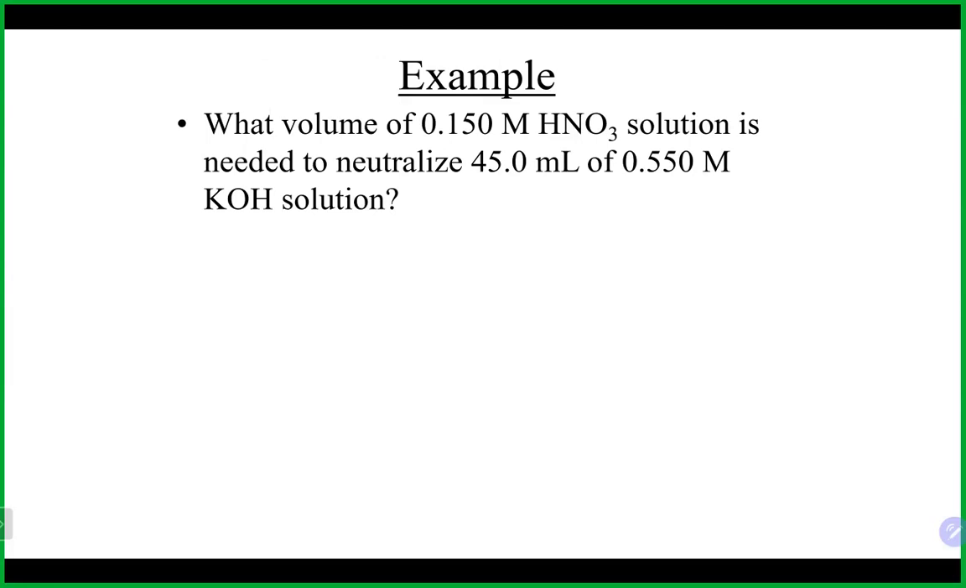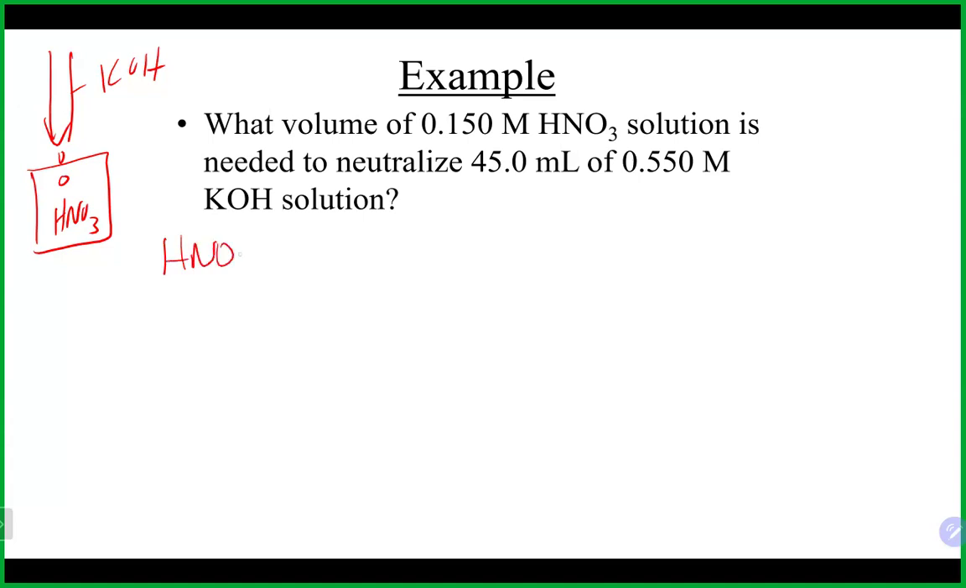What is the volume of 0.15 molar nitric acid that is needed to neutralize 45 milliliters of 0.55 molar potassium hydroxide? So this is really a titration problem. If you want to think about it, you're taking the KOH and you're adding it to the nitric acid right from the burette, basically, right? Looking for that light pink color change. We will need an equation in this case, so we're going to take our nitric acid and react it with our potassium hydroxide, which is a strong base.